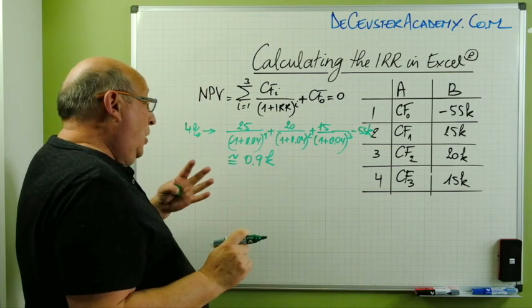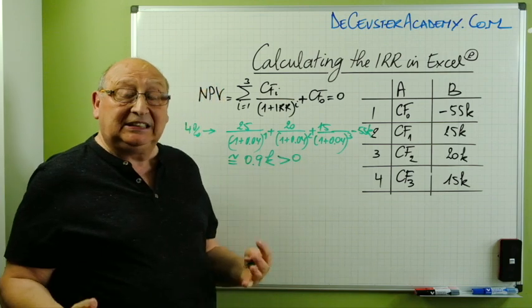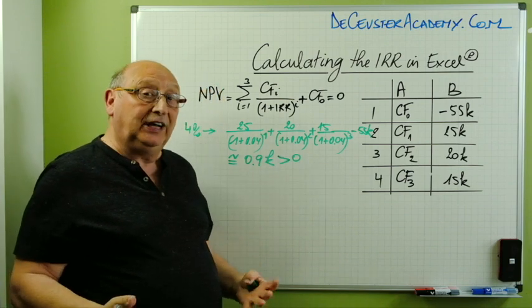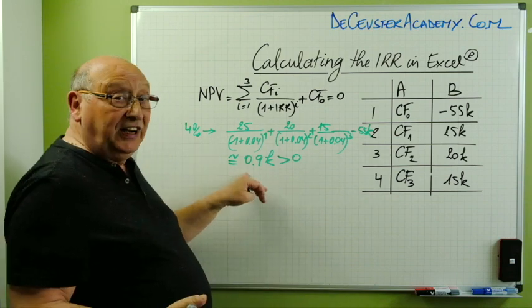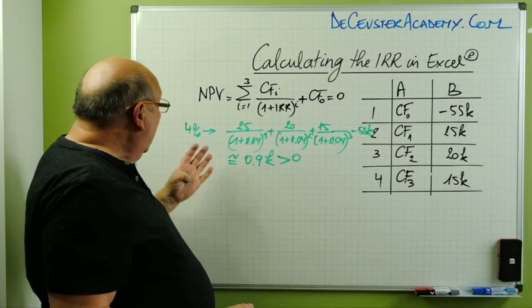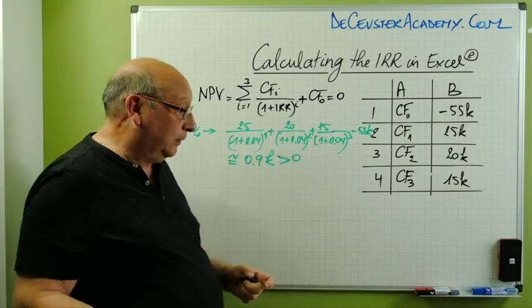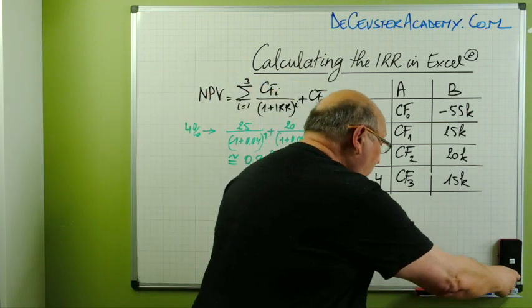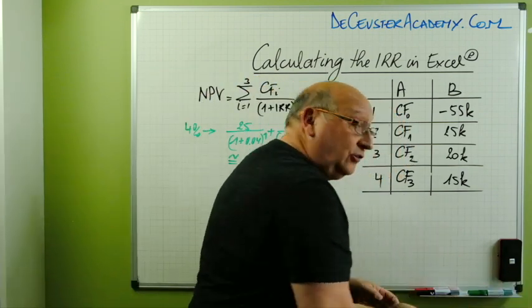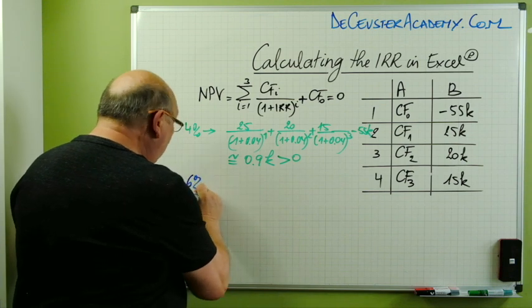When we calculate this, this will be approximately equal to 0.9K. This is positive, larger than 0, so we still don't have the internal rate of return, but we're very close to 0. So we can assume that the internal rate of return will be close to 4%. We do the same now for a second estimate. Let's say we take 6%.